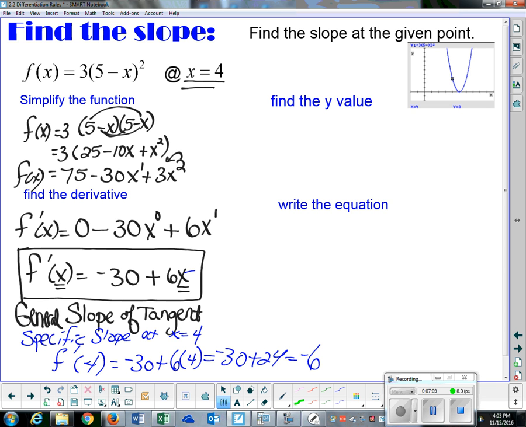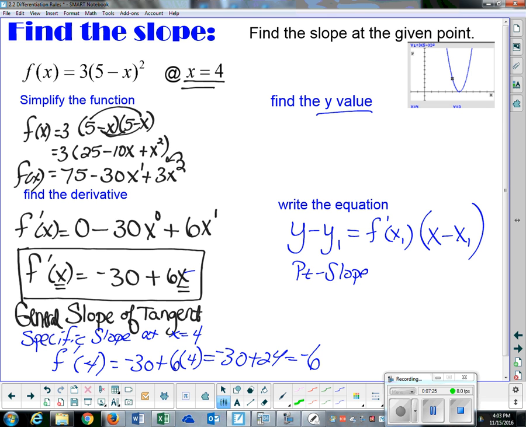Find the y value. The reason I want to find the y value is because I want to write the equation in y minus y1 equals the slope evaluated at the x value, x sub 1. So I'm going to use this point slope form of the equation to write the equation of my tangent line, which means I need a y value here. To find the y value, we go back to the original function.